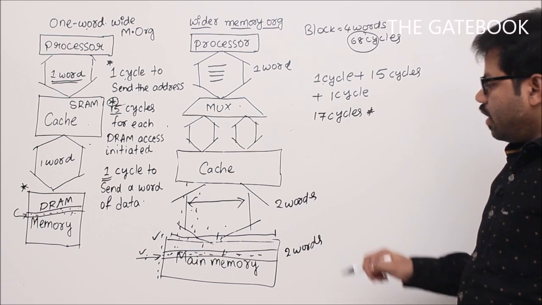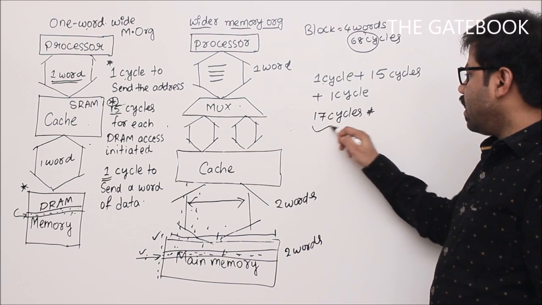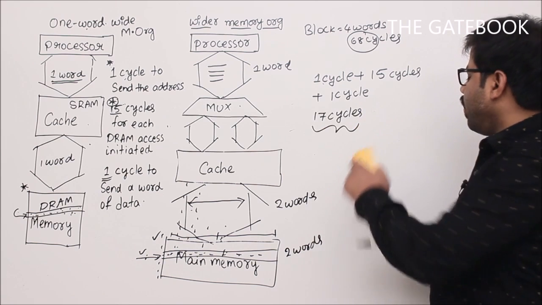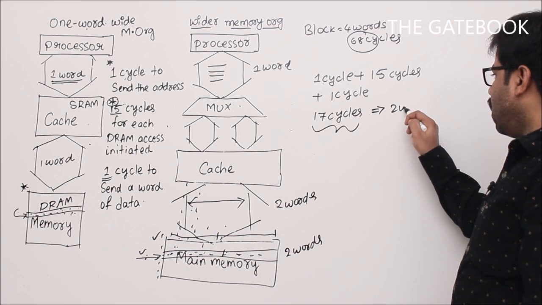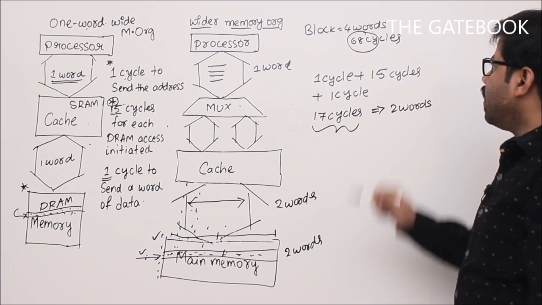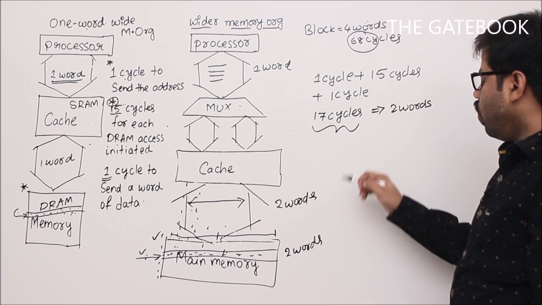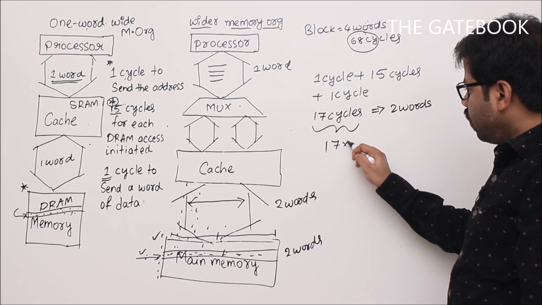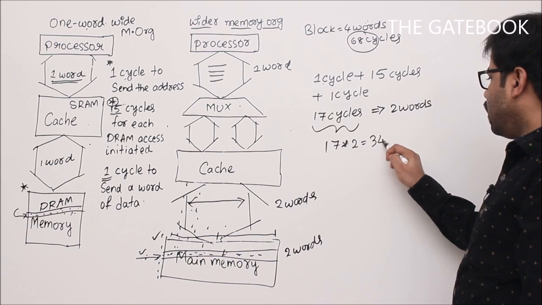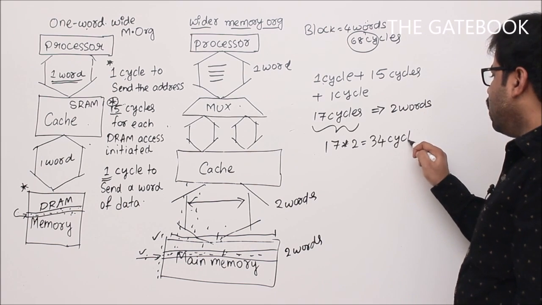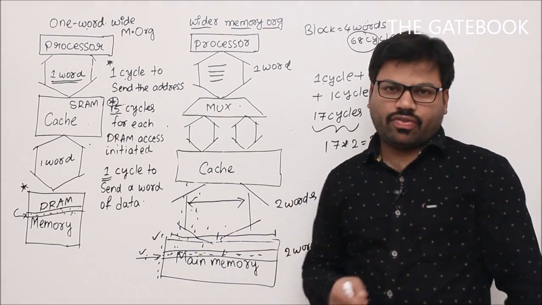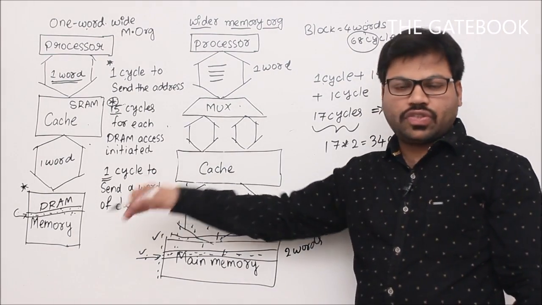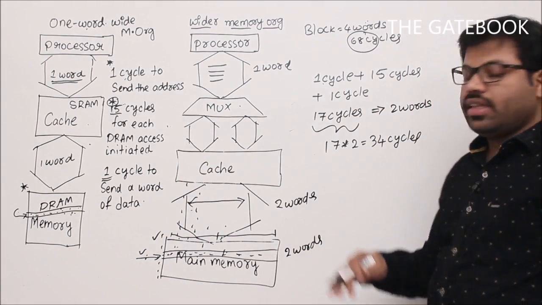We will be doing that 2 times, right? 17 cycles, but within 17 cycles, 2 words we got. But how many words do we have? 4 words. To get 4 words, we require 17 into 2. That means 34 cycles. Understand? So 2 times we have to do the same stuff, but in the earlier design 4 times we have to do it, that's why it is 68, and now it is only 34.